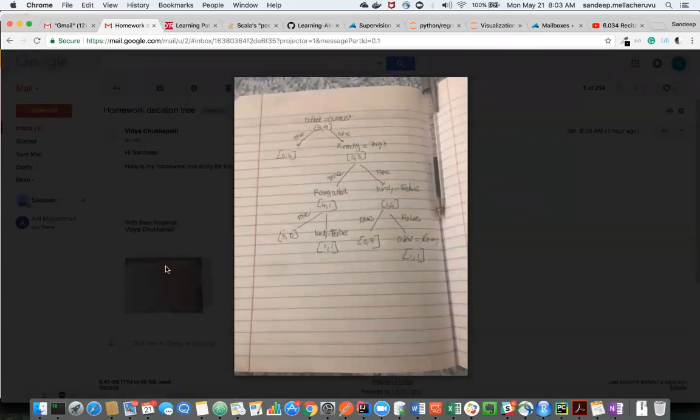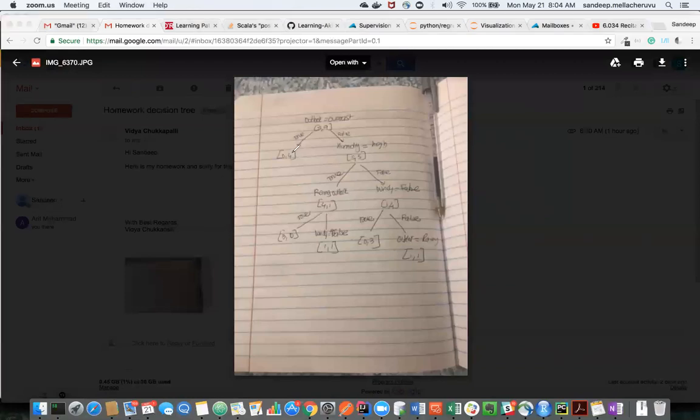You can see when outlook equal to overcast, if it is true, you get 0, 4. If you see this one, this is a pure node. When it is not true, when outlook is not overcast, then we are getting 5, 5. What is this 5, 5? It is saying 5 times you can play golf, 5 times you cannot play golf. Which simply means that it is not a pure node. Because of that, you started splitting. Because this is a pure node, you did not split again. Again, you tried to split again.